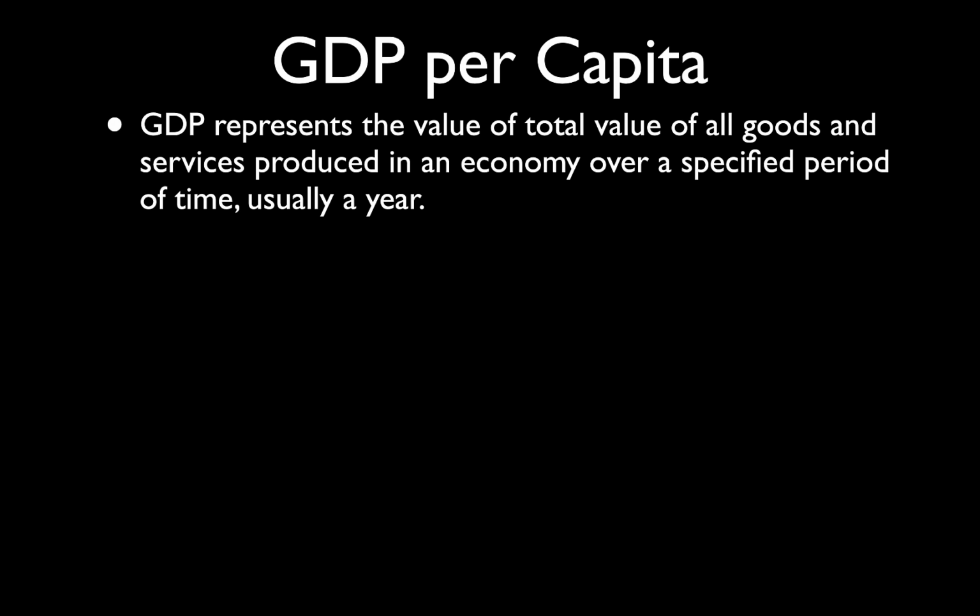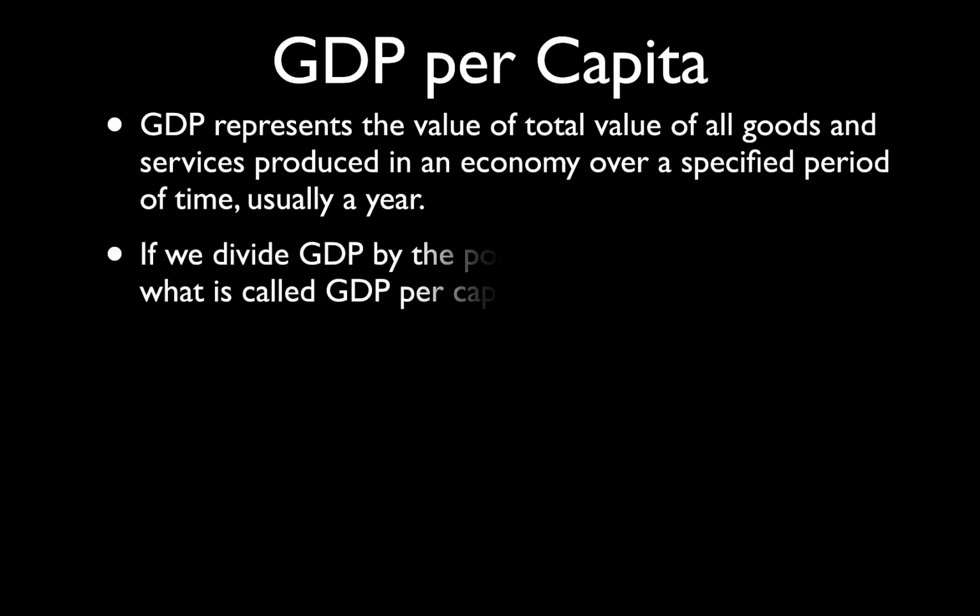All we're doing is trying to calculate the average standard of living of a person living in this country, based on the quantity and the value of goods and services produced that they get to share around between them. So GDP represents the total value of all goods and services produced in an economy over a specified period of time, usually a year.